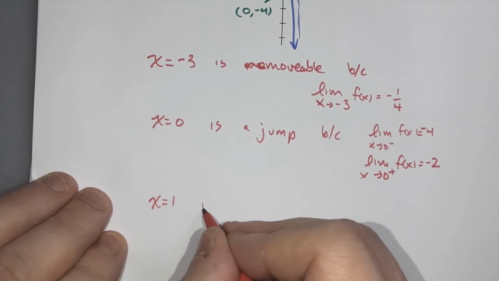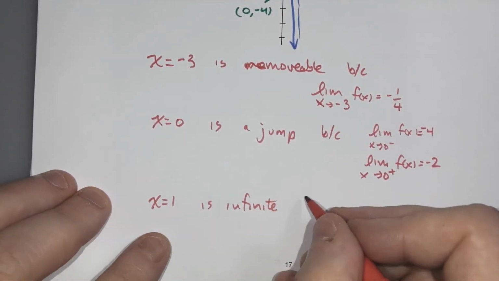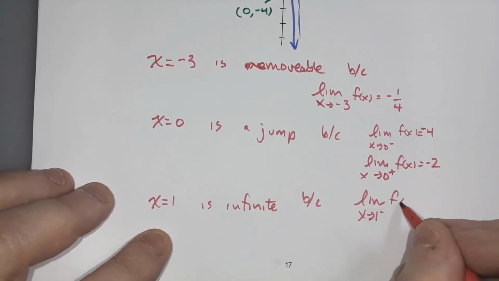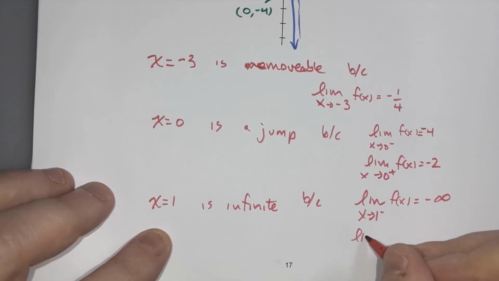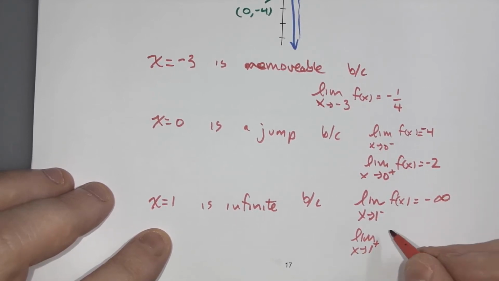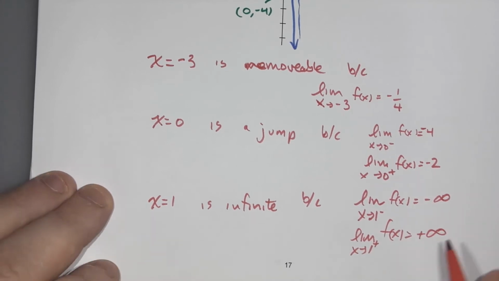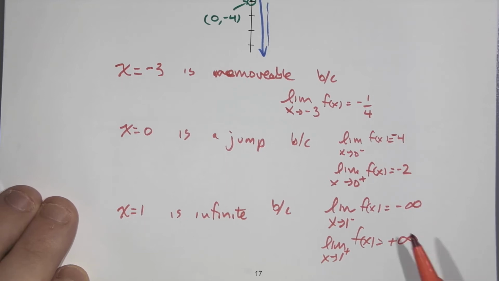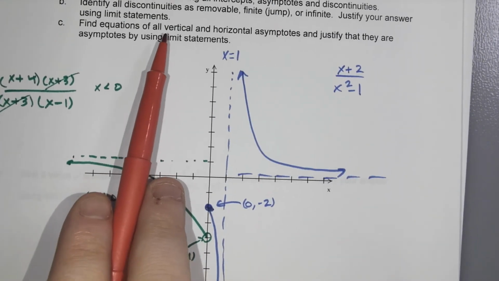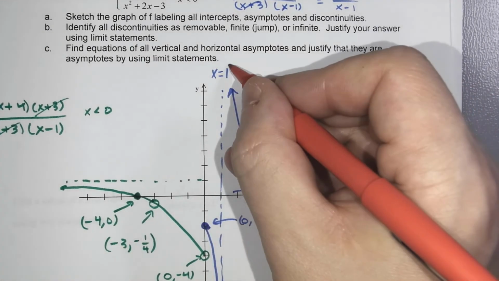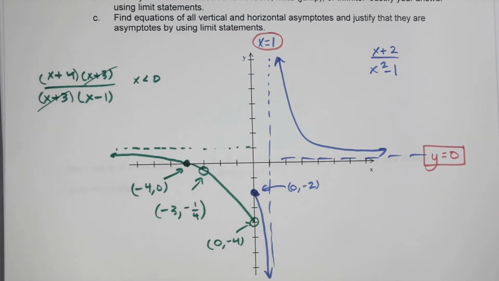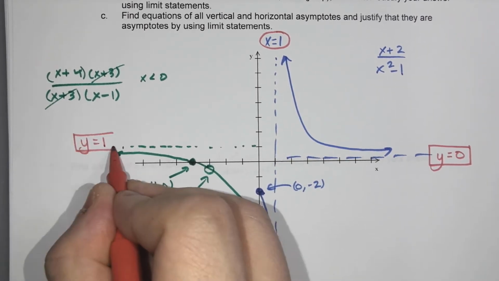X equals 1 is infinite because the limit as x approaches 1 from the left of f of x is negative infinity, and the limit as x approaches 1 from the right of f of x is equal to positive infinity. So those are the discontinuities with the type and the justification. And then the last part of the problem was to find all the equations of the asymptotes. So there is a vertical asymptote, here is a horizontal asymptote, and here is another horizontal asymptote.